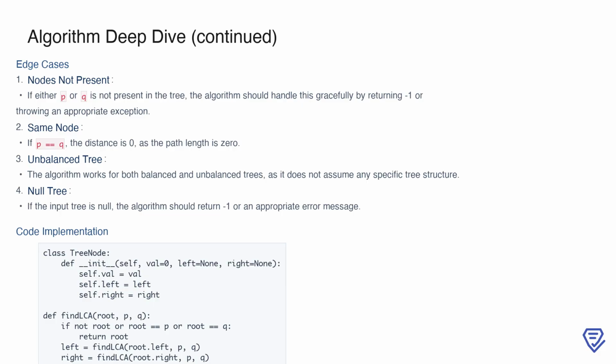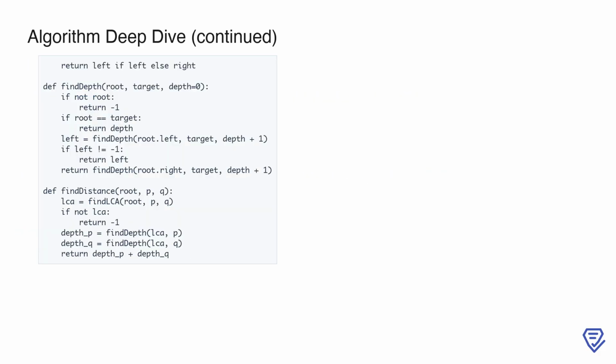The code implementation starts with defining the TreeNode class, which represents a single node in the binary tree. The findLCA function is then implemented to recursively find the lowest common ancestor of P and Q. If the current node is null or matches P or Q, it is returned. Otherwise, the function searches both left and right subtrees. If both sides return non-null results, the current node is the LCA. Otherwise, it propagates the non-null result upwards. The findLCA function concludes by returning the result from either the left or right subtree, depending on which is non-null.